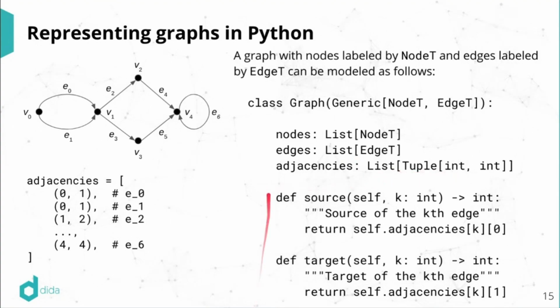And these two source and target methods are just what I just described, right? So if I want to know what the source of the kth edge is, I look at the kth entry of the adjacency list, and that's a tuple, right? And then I look at the first item in there.